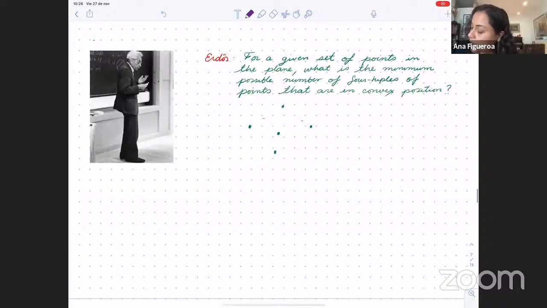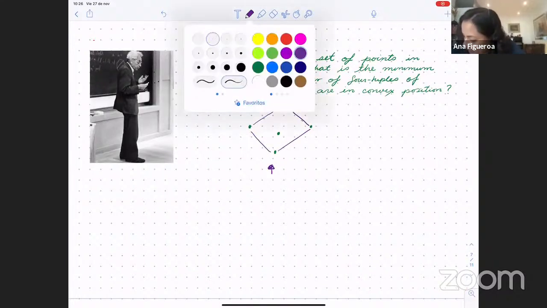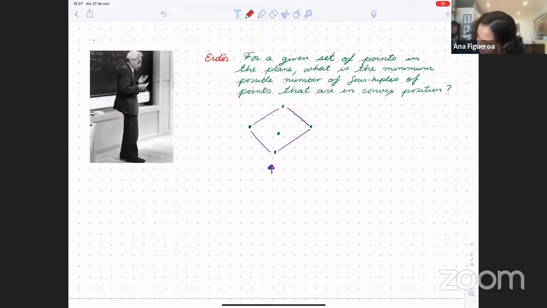Erdős had this problem: for a given set of points in the plane, he asked what is the minimum possible number of four-tuples that are in convex position. For example, I have this set of points, and then there are four-tuples that are in convex position, like this one. And there are four-tuples that are not in convex position, like this one, and this one. So he asked about if I can count them.